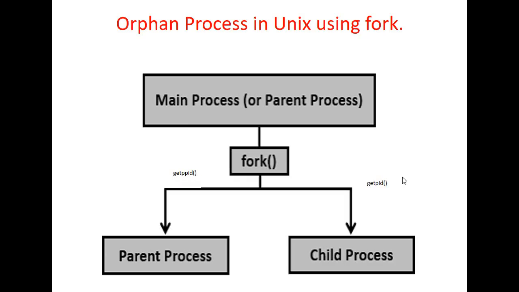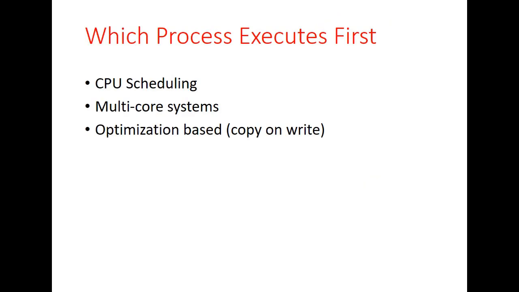All these functions, fork, getpid and getppid, are available in the Unix standard library. Therefore, we need to include the unistd.h library for invoking these functions. Which process executes first? The order of execution of the processes, whether parent first or child first, is indeterminate and completely depends on the operating system preference. The operating system scheduler decides which process is to be executed, or in multi-core systems, the parent and child can run simultaneously on different cores.